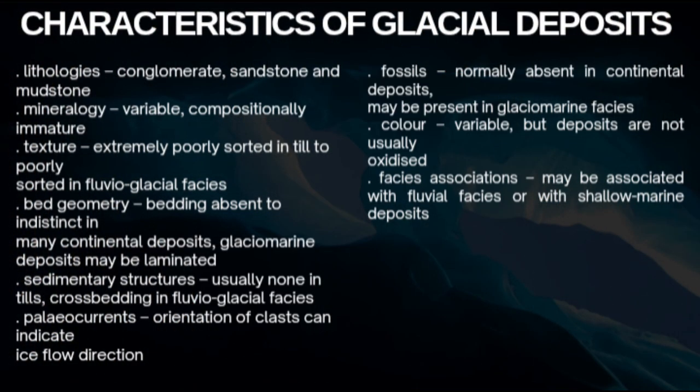And now let's move on to the last part of our presentation, which is the characteristics of glacial deposits. The first one is the lithologies. The lithologies are conglomerate, sandstone, and mudstone.